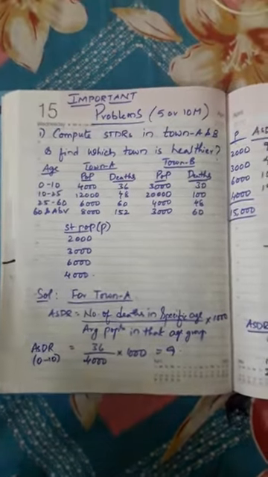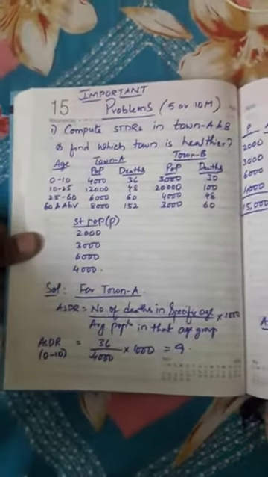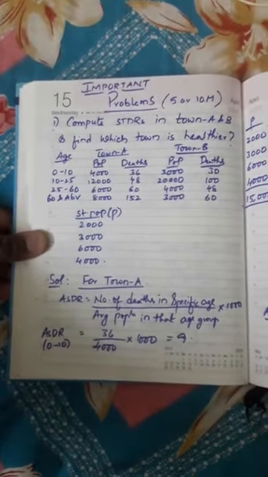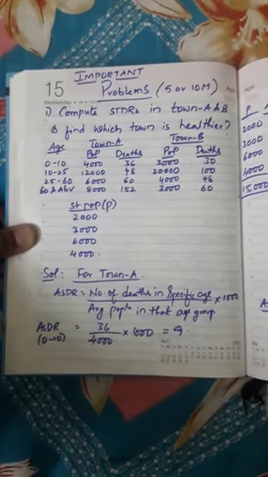So here come the problems. On top of it, I have mentioned they are very, very important for 5 or 10 marks from an exam viewpoint. Clear?